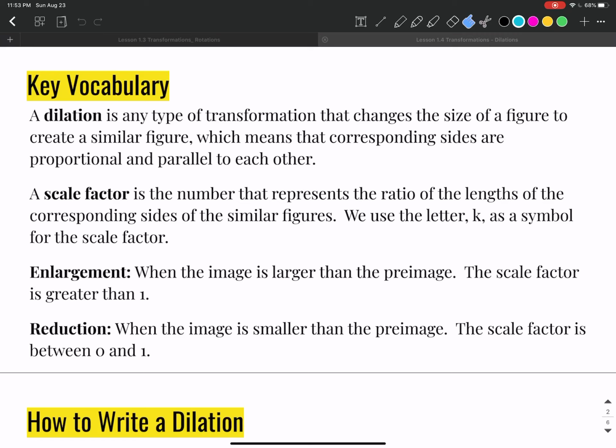Now for the scale factor, even though it's a number, sometimes we use the letter K as a symbol. And again, like I said, our dilation could get larger, which we call an enlargement, or it could get smaller, which is a reduction. So if we're doing an enlargement, that means the scale factor is larger than 1. If it's a reduction, that scale factor, that number, is between 0 and 1. Now, if it's actually equal to 1, nothing has happened. So again, larger than 1, enlargement; between 0 and 1, reduction.